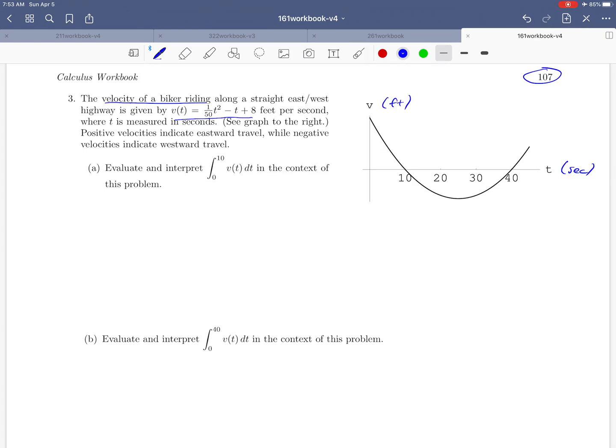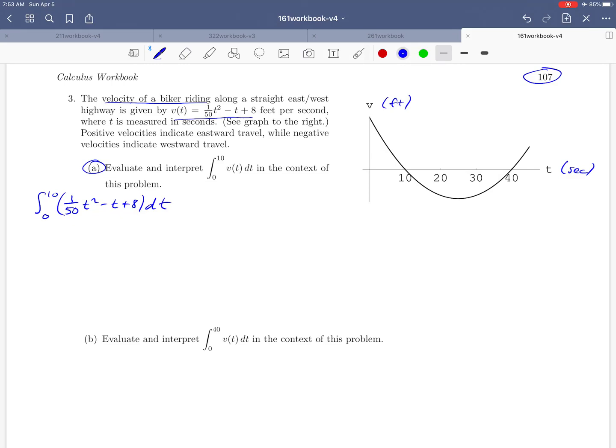Let's start with part A, which asks us to calculate an integral and then to also explain what that integral means in the context of this problem. Let's just start with the calculation part of it. We're integrating from 0 to 10. Our function looks like 1/50th t squared minus t plus 8.